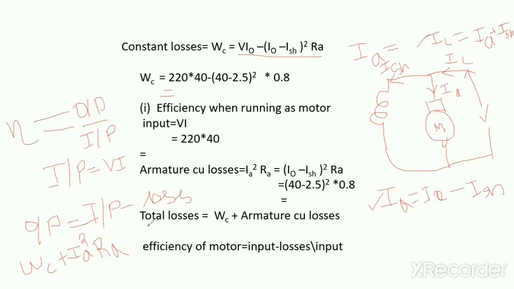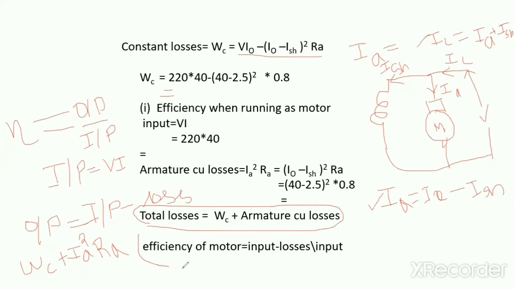What is the formula for total losses? Total losses is equal to WC, the constant losses, plus armature copper losses, IA square RA. After calculating the total losses, we determine the efficiency of the motor.